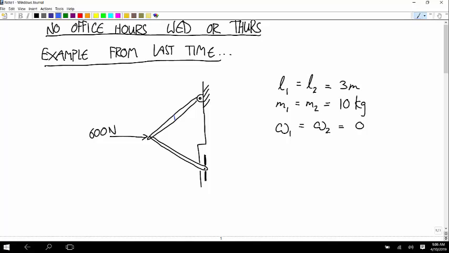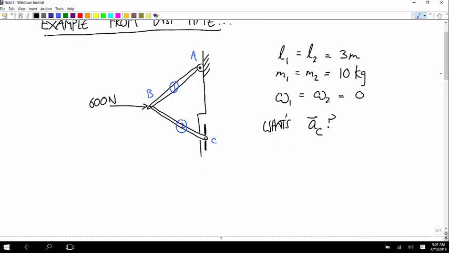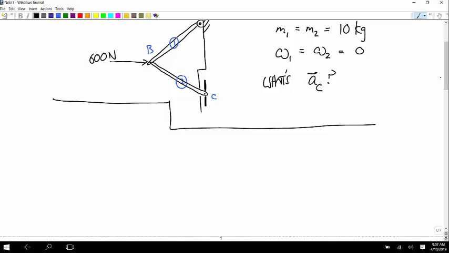If I label this one body 1 and this one body 2, and the joints A, B, and C like this, we wanted to calculate the acceleration of the pin at C. That might be used to drive a gear or something, but there are plenty of engineering reasons why you would want to calculate the acceleration at a point like that. We went through all of the calculations. We just didn't solve the final matrix.